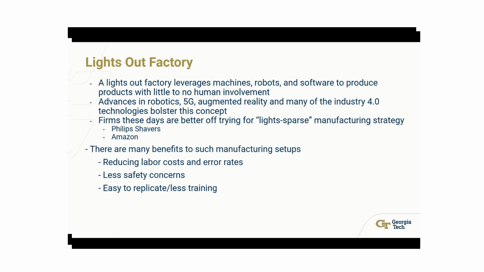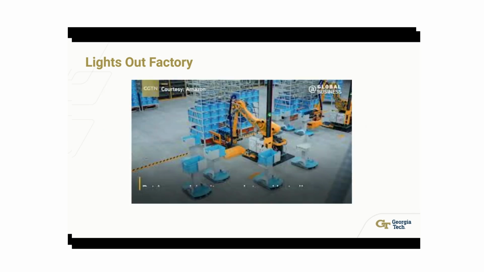So it's kind of like a spectrum, but going towards more of the lights out side of the spectrum can have a lot of benefits, like reducing your labor costs and your error rates. Humans tend to have a lot of errors. There's less safety concerns for the humans as well, and it's really easy to replicate these lights out factories just because you can bring your equipment and software to new locations, and there's less training involved for employees.